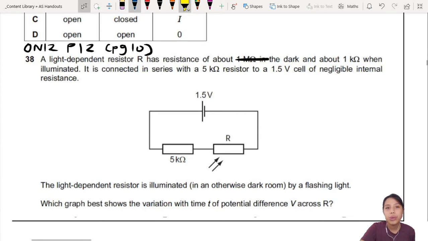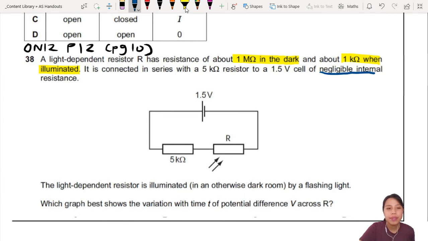Oops, wrong pen. Sorry about that. It's 1 kilo ohm when illuminated, and 1 mega ohm when dark. Illuminated means there is light. So 1 kilo ohm when bright, 1 mega ohm when dark. It is connected in series with a 5 kilo ohm resistor. You may be wondering why they put this one here. Just in case you don't want to short circuit. You don't want the current to be too big, so you put other resistors. And 1.5 volt, negligible internal resistance.